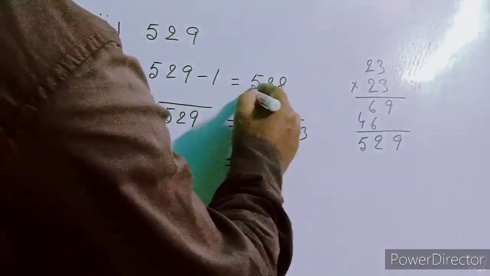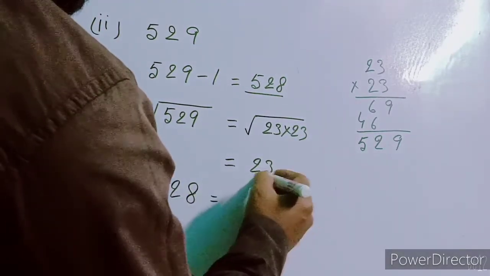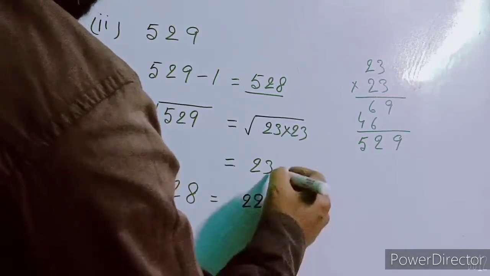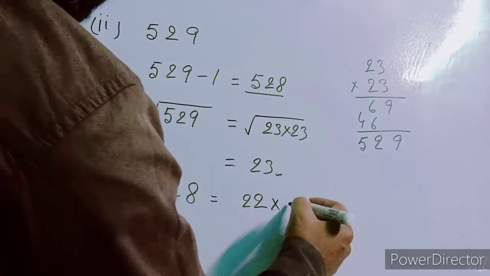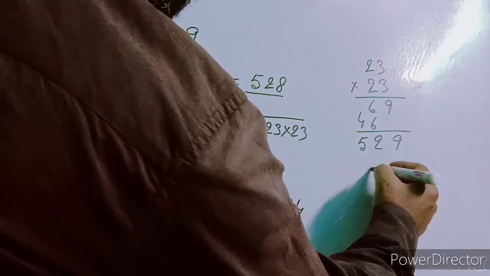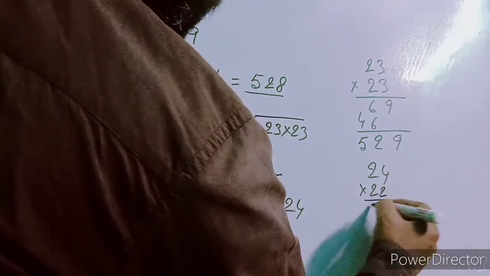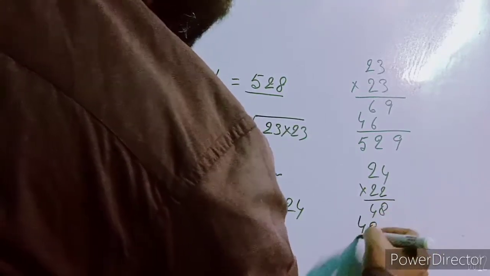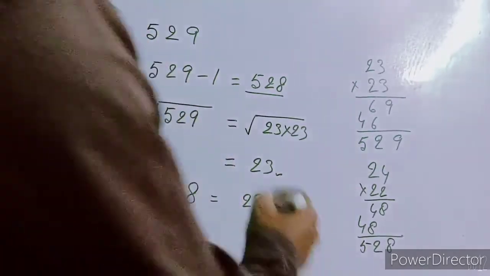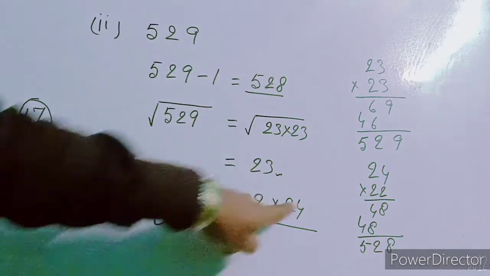Now you write this resultant number 528 equal to the predecessor of 23, that is 22, and the successor of 23, that is 24. You can check this multiplication in rough. 24 into 22: 2 4s are 8, 2 2s are 4, 2 4s are 8, 2 2s are 4, 8, 12, 528. So these two became the answer, two consecutive even natural numbers.